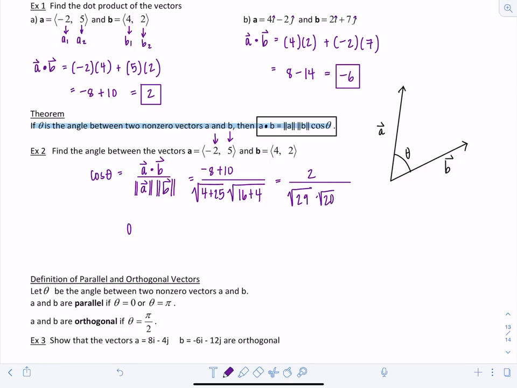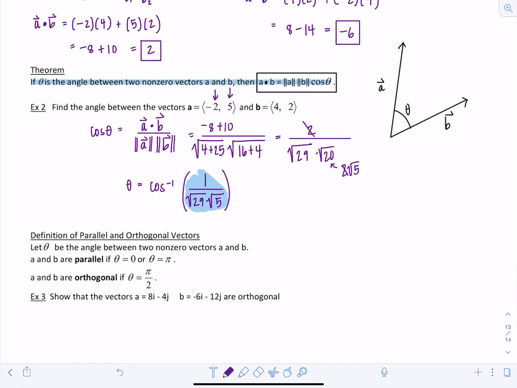Okay, which means theta is equal to cosine inverse of, well, square root of 20, that's 2 rad 5. So these 2's can cancel. So I have 1 over rad 29 times rad 5. And since I'm just after the angle anyways, I'm not going to worry about simplifying this any further. Just punch it in your calculator, take cosine inverse of that quantity, and let's round to 2 decimal places. This is approximately 85.24 degrees.